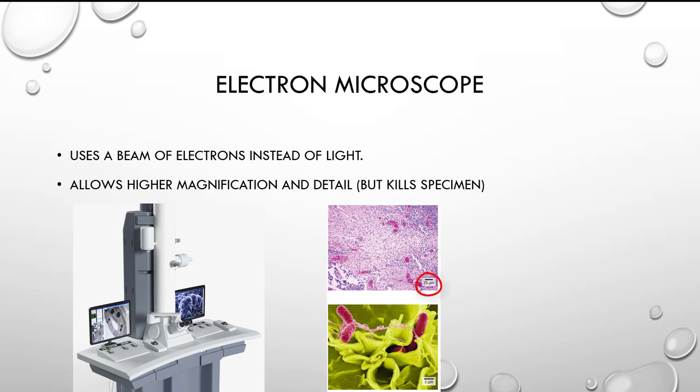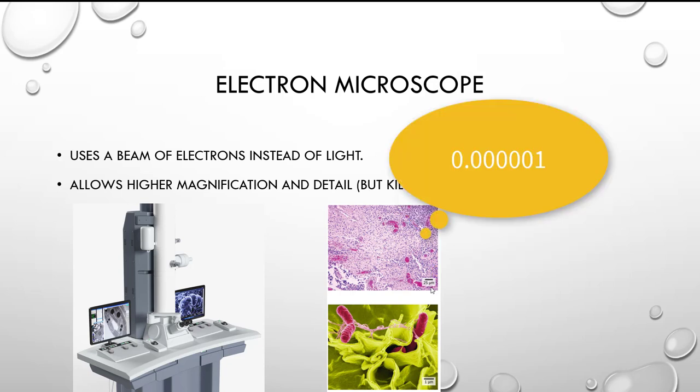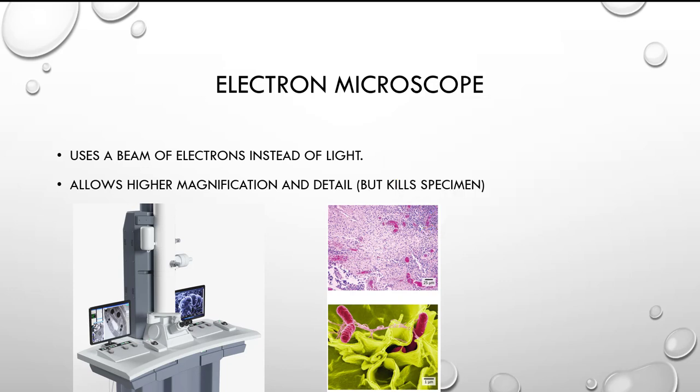Here are some examples of images from an electron microscope, and look at the size here. This is 25 micrometers. If you looked at the previous video, what's micro? Micro was 10 to the minus 6. So that's 0.000001, with 5 zeros after the decimal point and then a 1. That's really, really small, so you're getting very, very magnified here.